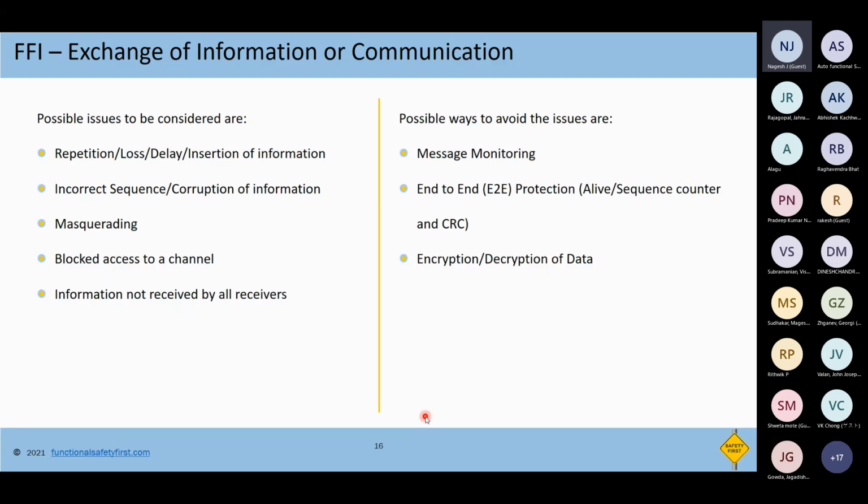So just to quickly wrap up, three aspects when it comes to freedom from interference. One is timing and execution, the second is memory, and the third is exchange of information or communication. So this is one aspect that we need to consider when we are talking about deriving a technical safety concept. Can we go to the next one, please?